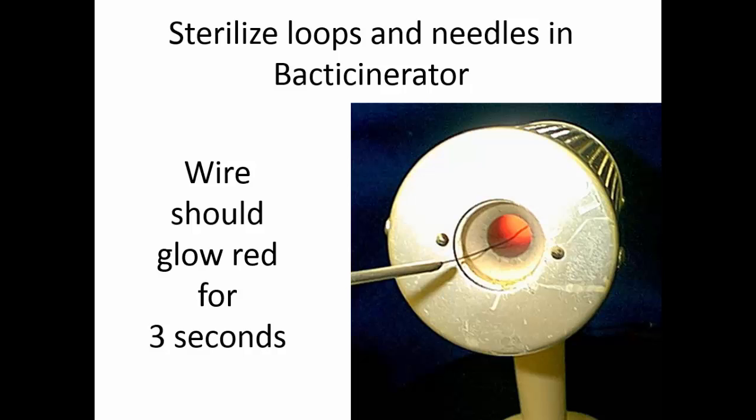It is very poor technique for you to prop the loop or the needle in the opening of the Bacticinerator. For one thing, it's just poor technique. The aluminum handle will transfer heat, and when you go to pull it out, you may burn your fingers, causing you to drop the loop or the needle, which will contaminate it. The other thing is that 1500 degrees Fahrenheit will melt aluminum, and one of the things that can happen if you prop your loop or your needle in the incinerator is the handle may melt, leaving the wire part in the incinerator and the handle laying on your table.